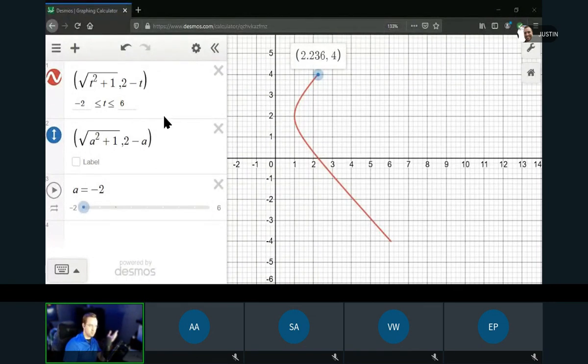So I graphed this in Desmos. I know some of you are wondering how you do this in Desmos. Well, this is how, and I'll share this link with you in chat, people that are here.